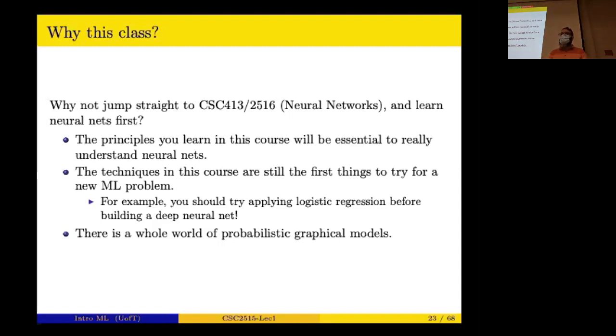The other thing is that even though many people these days use machine learning, neural networks, to solve their learning problems, in practice you probably need to start with the simplest methods to see if it works or not, and then after that, you start using more complex machine learning.